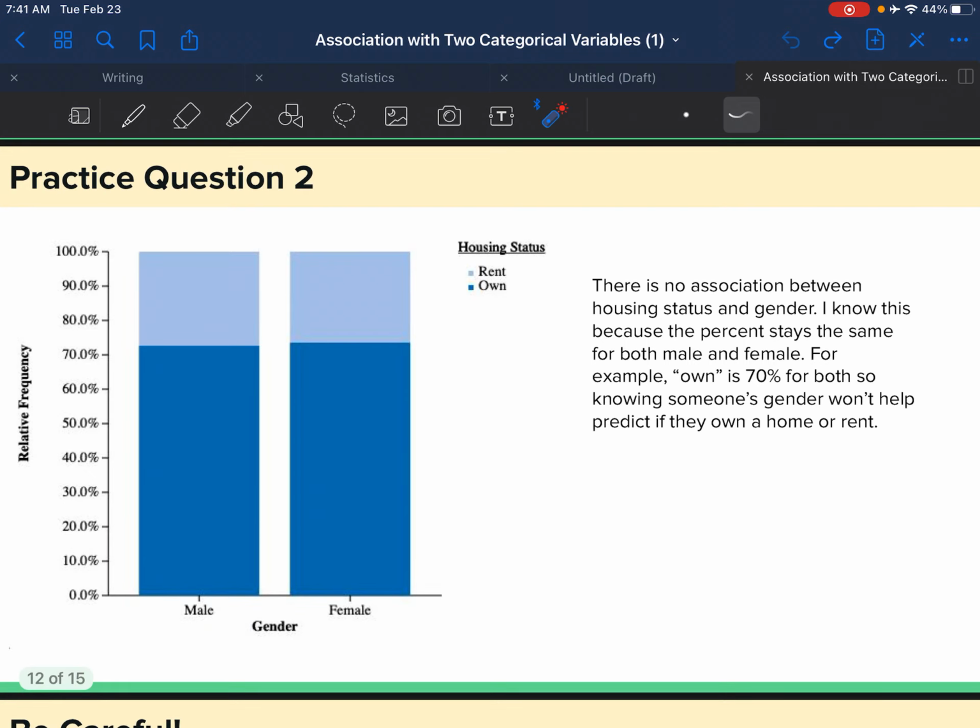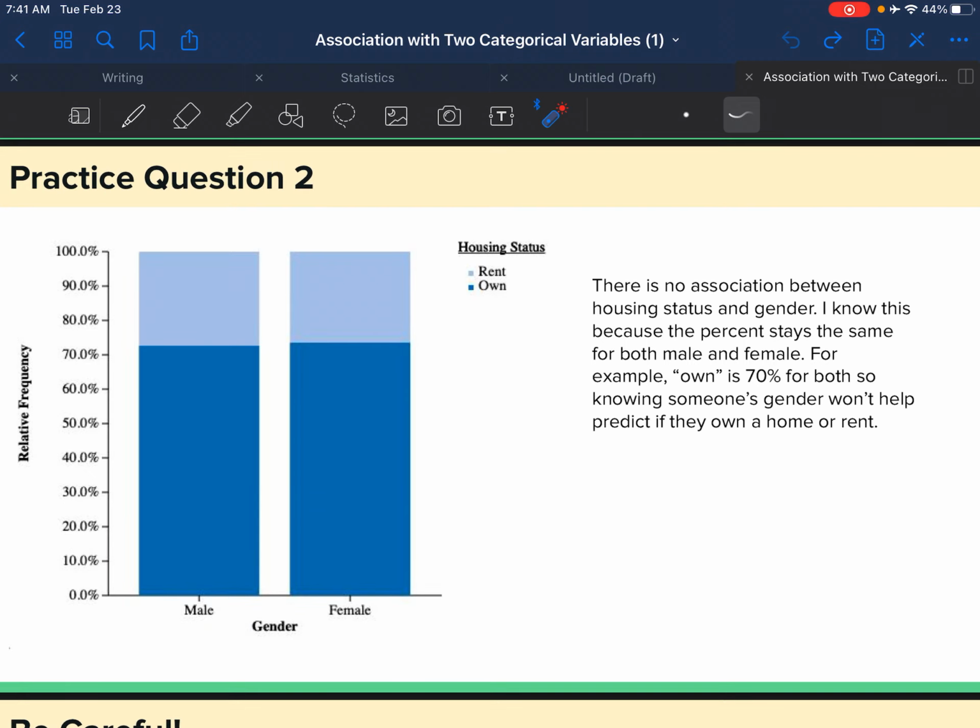There is no association between housing status and gender. And I know this because the bars are the same, male and female. Both men and women own houses about 70% of the time. That tells me that your gender does not have an influence on it, and there's no relationship here.